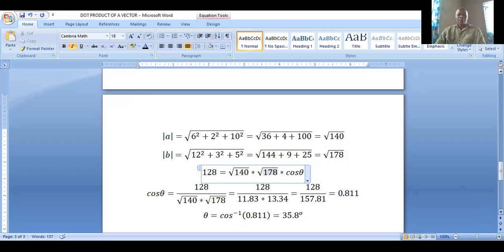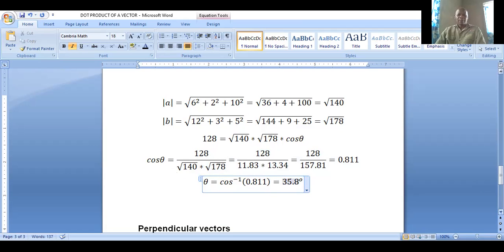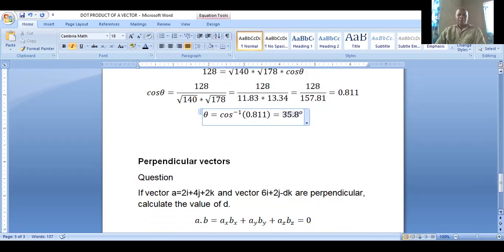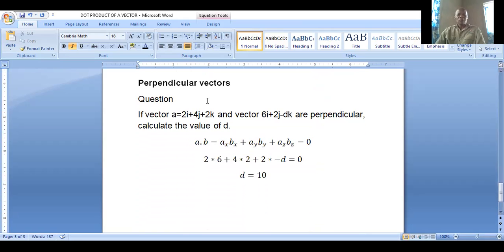And so you can make cos theta the subject of the formula, and you note that cos theta will be equal to 0.811. And for you to get the angle, you get the inverse cosine of 0.811, which gives us 35.8. So this is the angle between the two vectors.